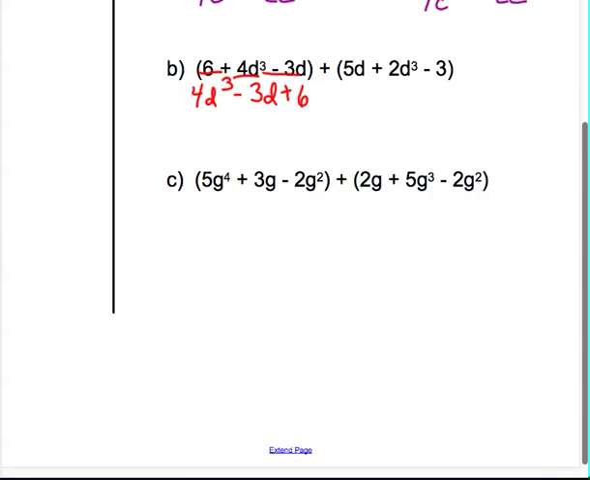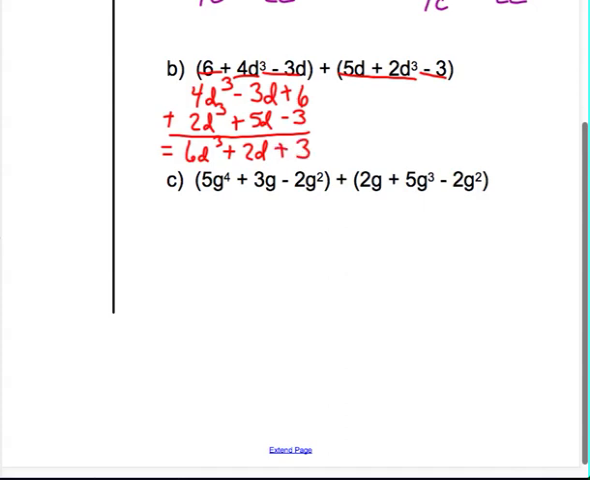And then in my second polynomial, trinomial, I have 3 terms. I've got my 2d cubed plus 5d minus 3. So when I add these, and you can add in any order, but I might recommend just going left to right, because that's how we read. So the 4 plus 2 gives us 6d cubed. Negative 3 plus 5 is positive 2d, and 6 minus 3 is positive 3.